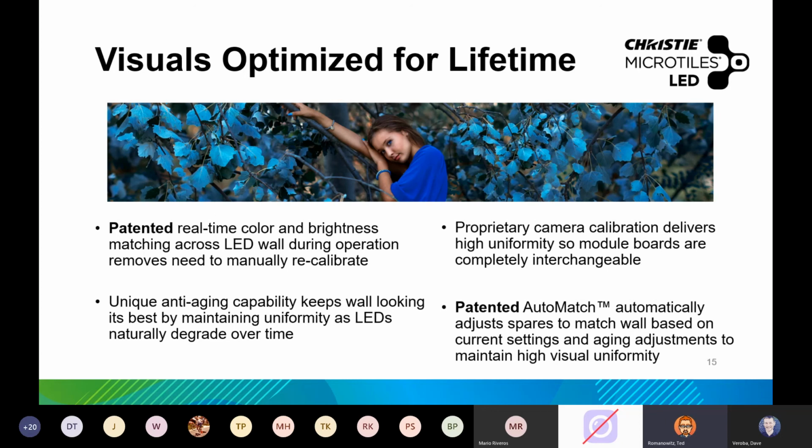In addition, let's say you run the wall for a year or two, so the LEDs have degraded somewhat, and all of a sudden you might have an LED go out.